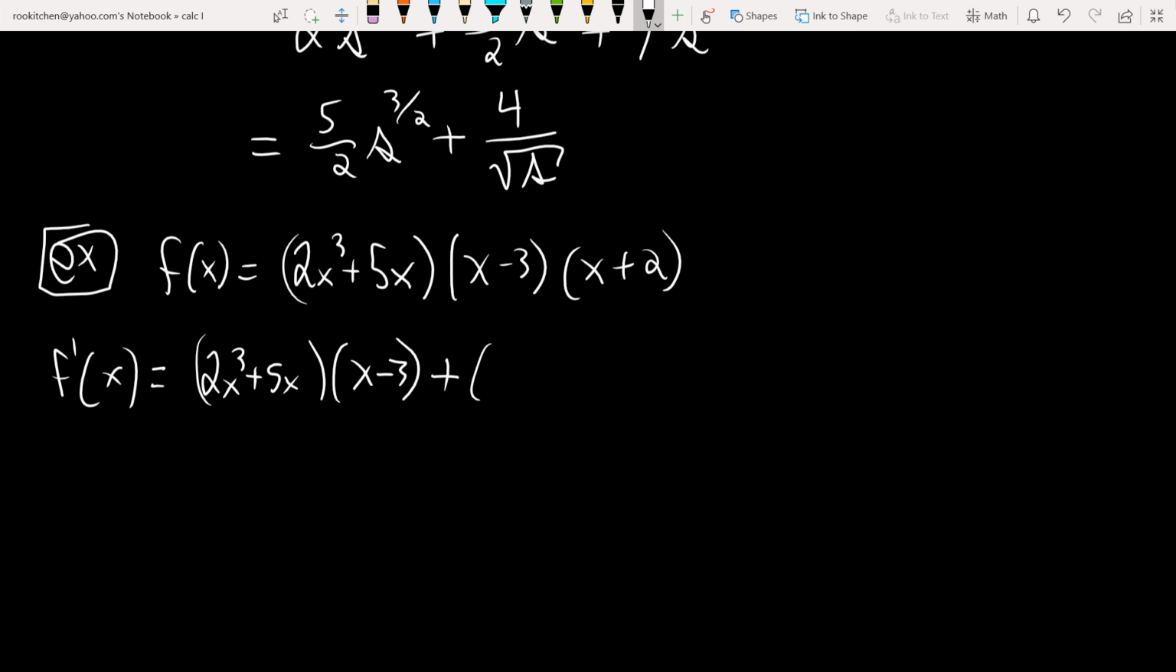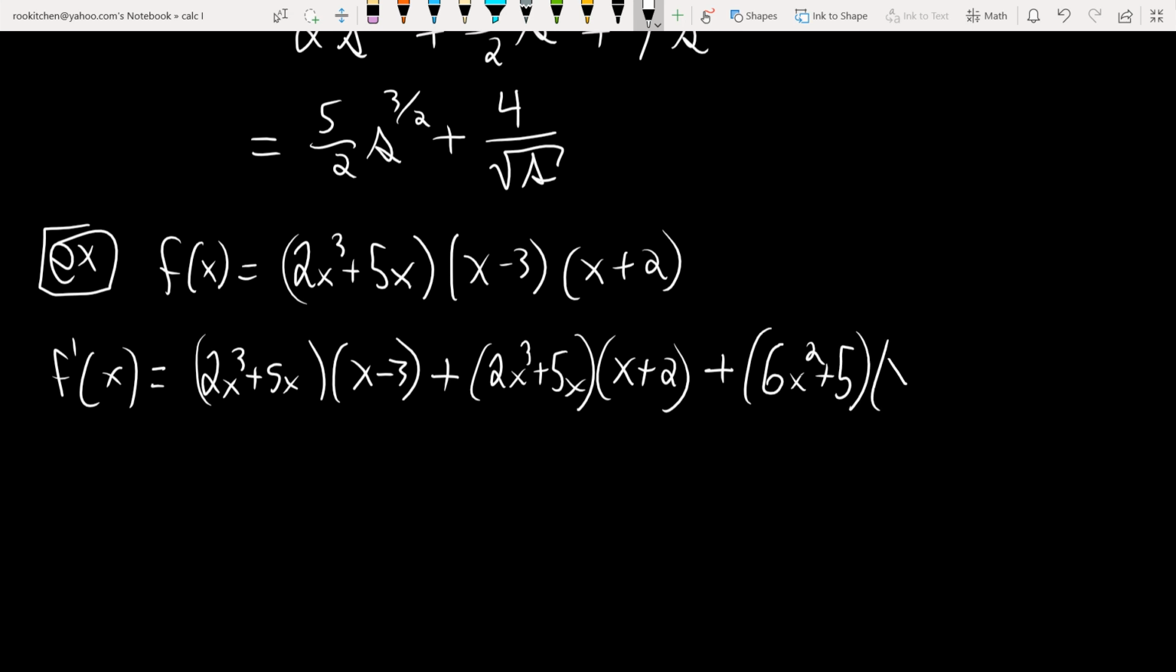Now I'll take the derivative of the middle one. Derivative of x minus 3 is just 1. And then take the derivative of the first one. So what do we have? The derivative of 2x cubed is 6x squared. The derivative of 5x is 5. And then x minus 3 times x plus 2. Okay. Depending on what you need it for, you can probably leave it like that or factor the whole thing out, combine like terms. Let's not do that, though.